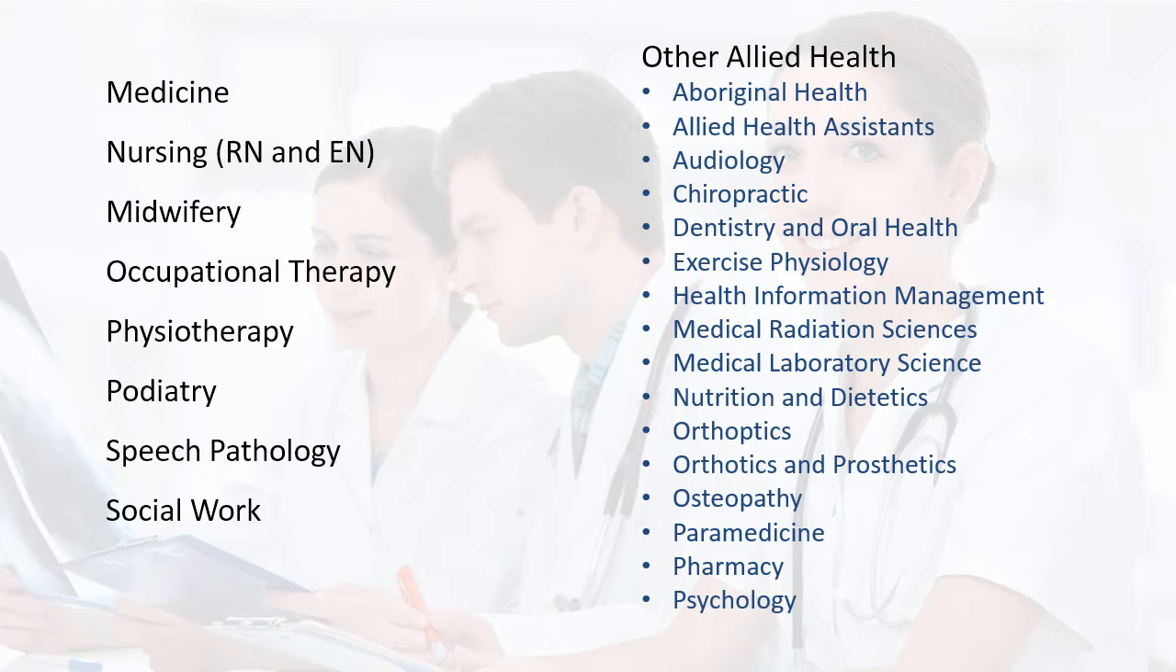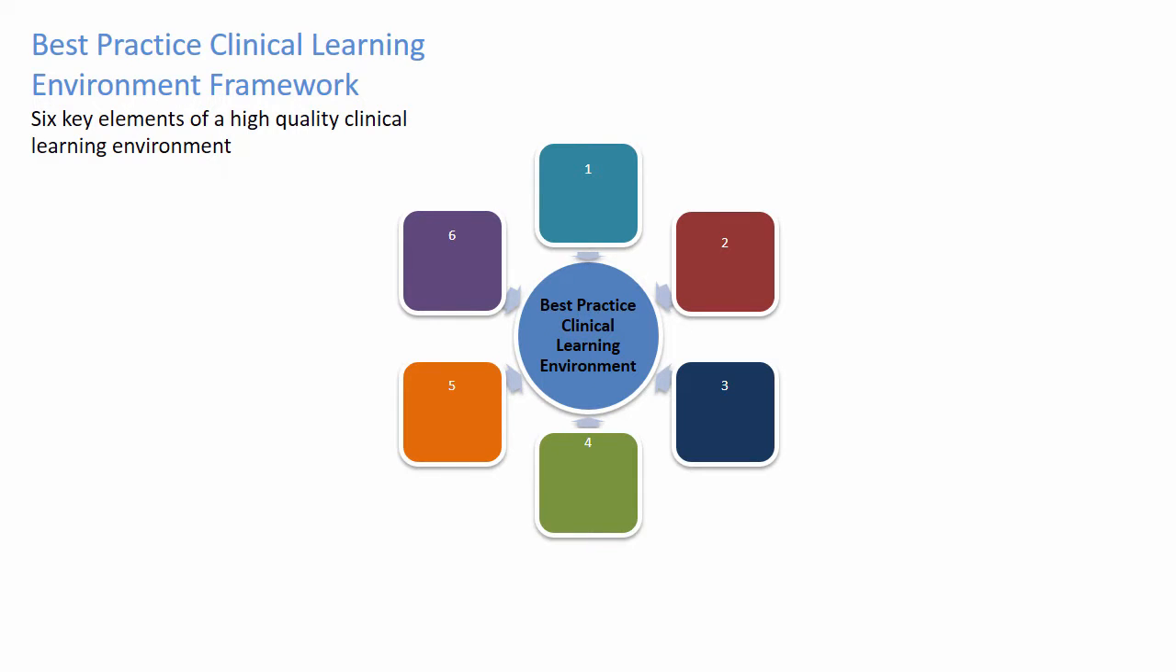The framework that resulted from that process defines 6 elements that are the essential underpinnings for a high-quality clinical learning environment, namely, an organisational culture that values learning, best practice clinical practice, a positive learning environment, an effective health service education provider relationship, effective communication processes, and appropriate resources and facilities.